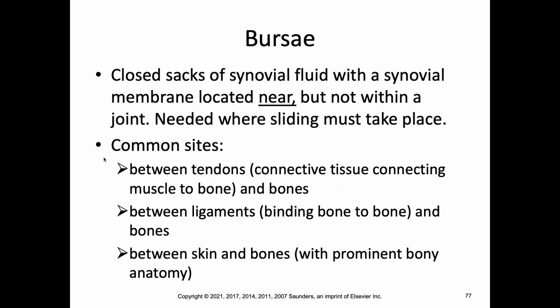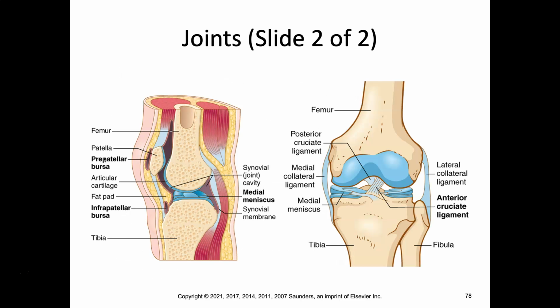Bursa are closed sacs of synovial fluid with a synovial membrane located near, close by, but not within a joint. They're needed where sliding must take place, so between tendons and bones, between ligaments and bones, and between skin and bones. This is another really important slide, so make sure that you study this information.